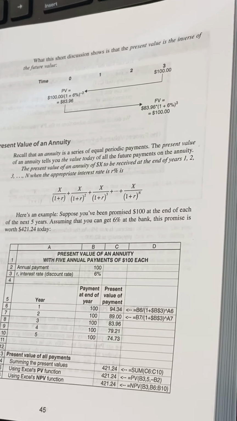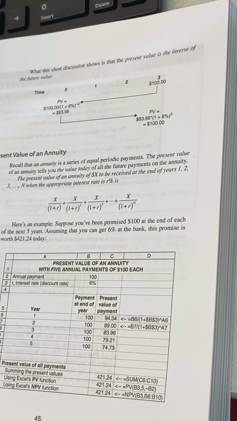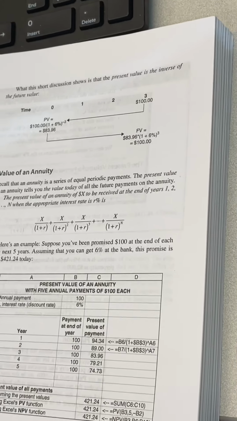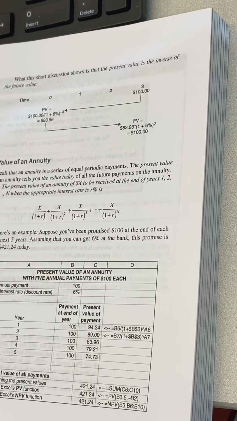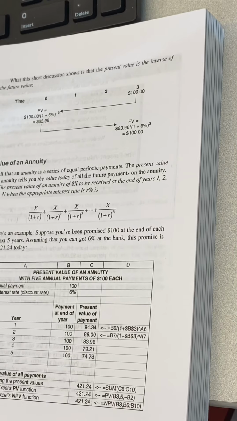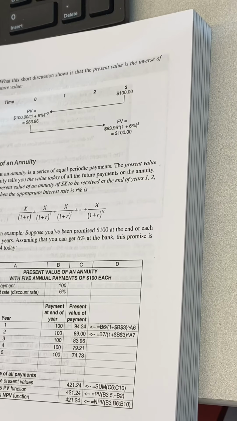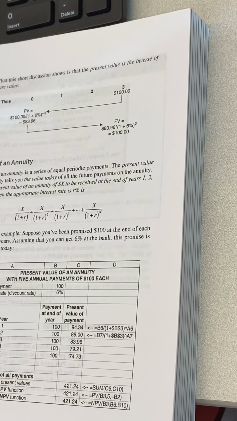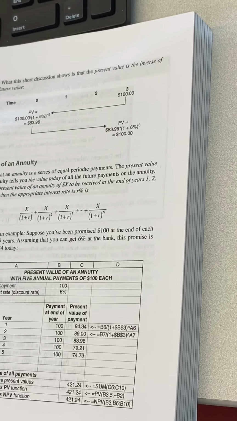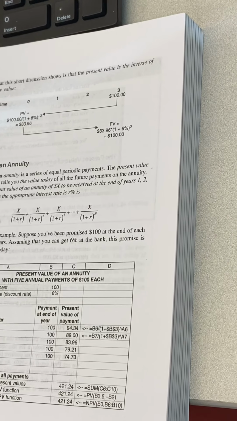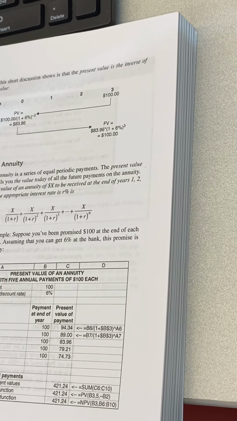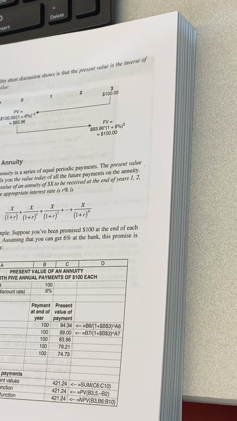So for 6% in 3 years, $83 and $100 are the same, if there is an interest rate. If the interest rate is zero, why zero interest rate? Why zero interest rate?